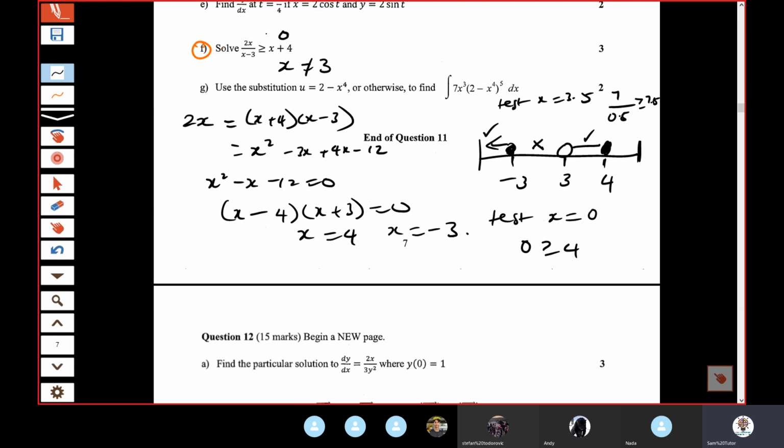Negative 4 plus 4 is 0. This side here is a positive number. I know a positive number is just going to straight away work. And that's it. So final answer: x less than or equal to negative 3, 3 less than x less than or equal to 4. Any questions?